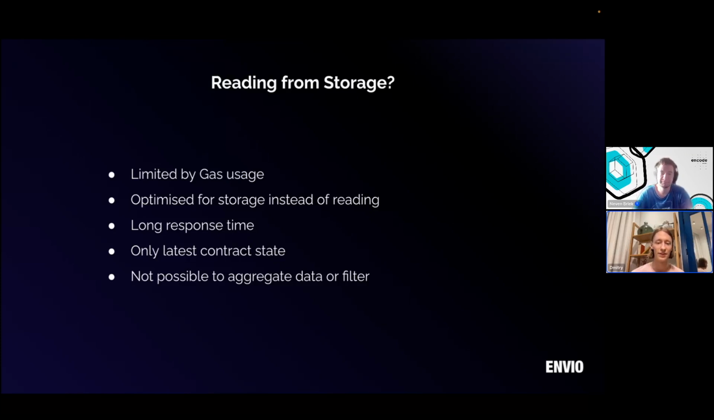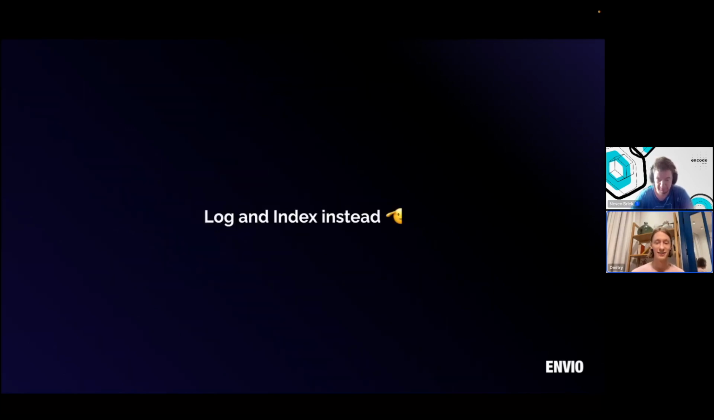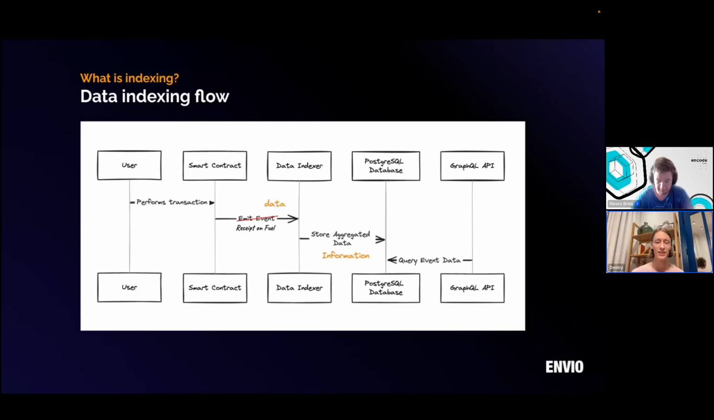And also there are no filters or aggregators or any other convenient ways to get transformed data directly when we request it from our client. We need to do all this logic manually on the client side by ourselves. And here, as I said before, is a solution: logging and indexing. So how does it look?